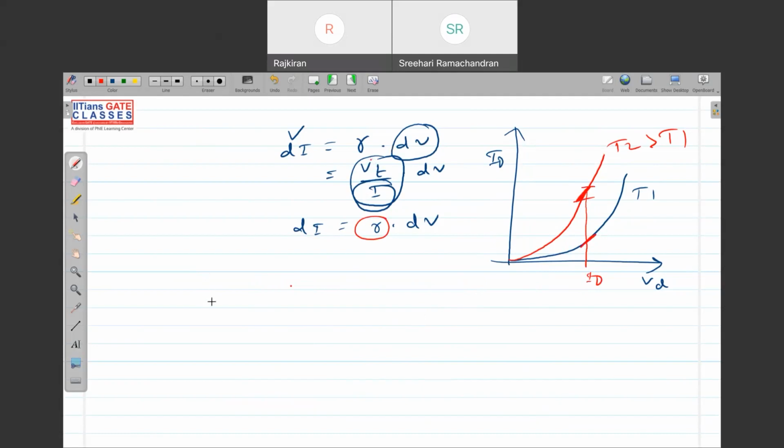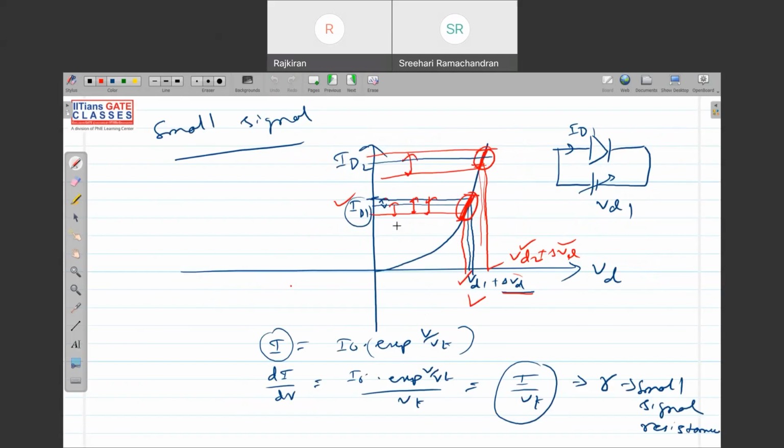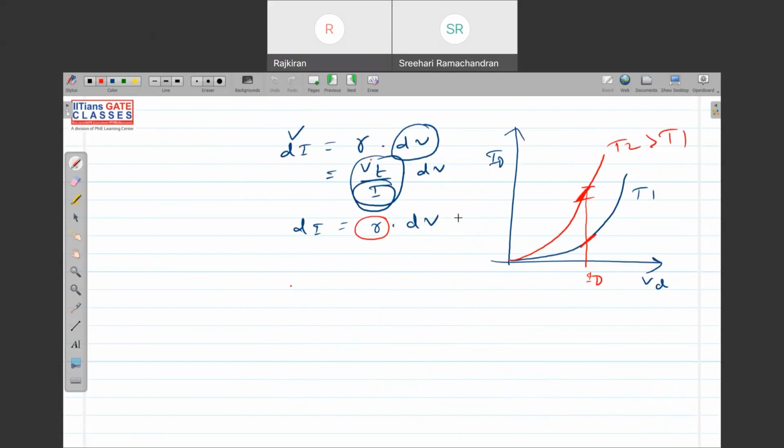So this is my small signal approximation. This question is asked in the exam. There is a VD, there is an ID. They change VD by a certain amount, and they ask what is the change in ID. So this is the question.